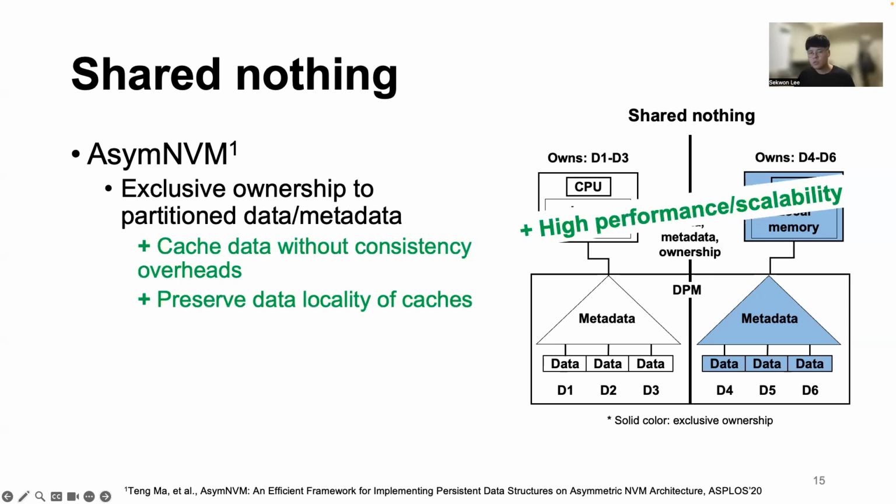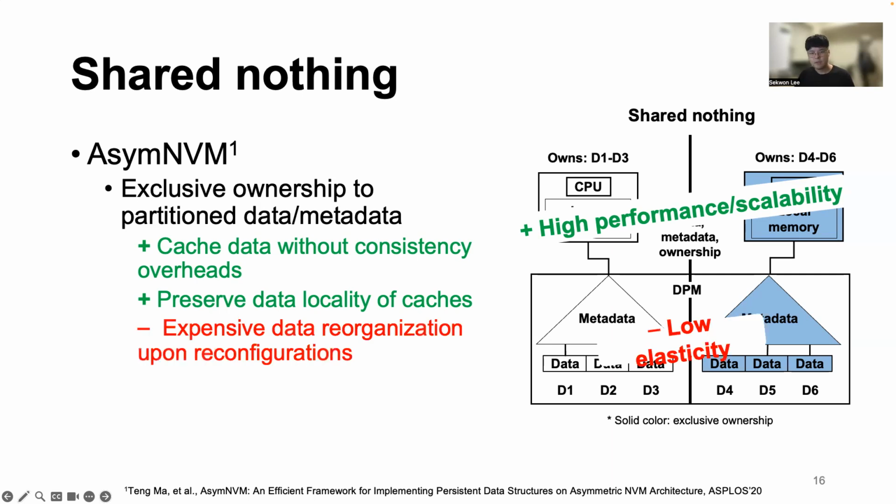By doing so, they can provide a high performance and scalability by caching data without any consistency overheads across different partitions and by providing cached data locality. However, it results in low elasticity. It is because it requires expensive data reorganization upon cluster reconfigurations, like changing the number of compute nodes.